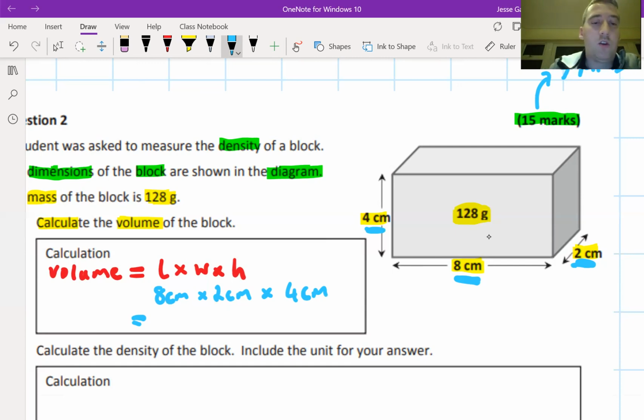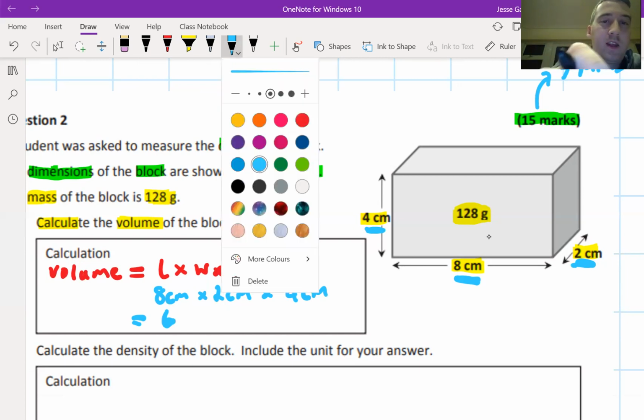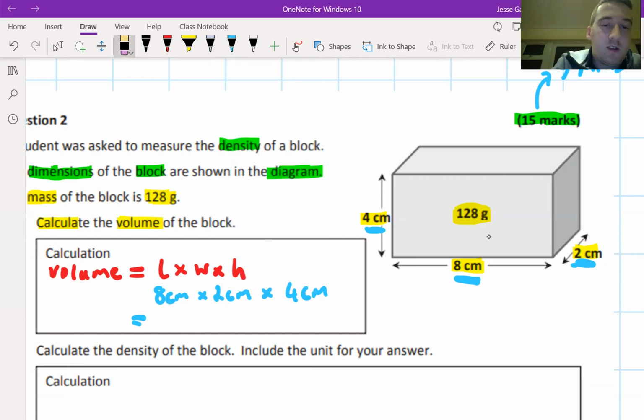You should only be playing the video now if you have done this. So 8 by 2 is 16, and by 4 then is 64. Sorry, this pen is a bit thick. I'm just going to decrease the size of it.